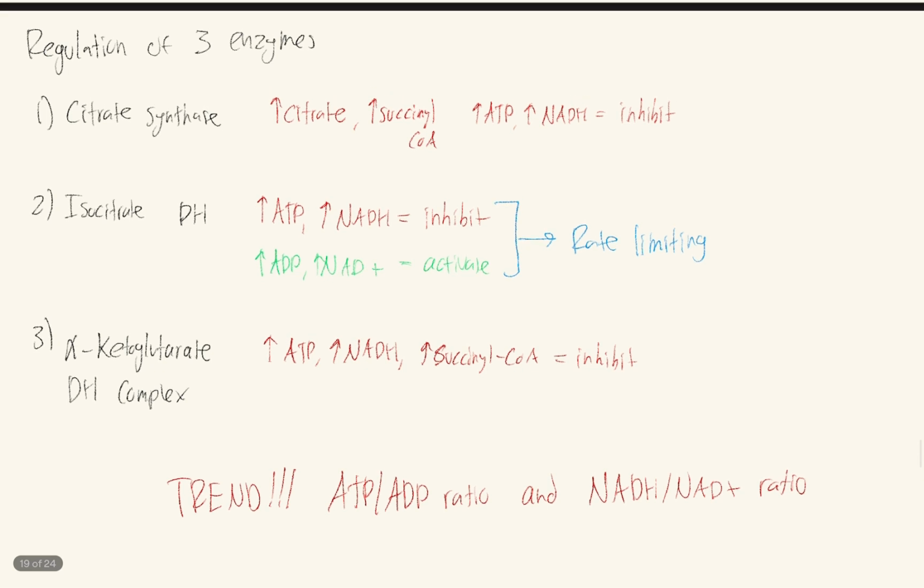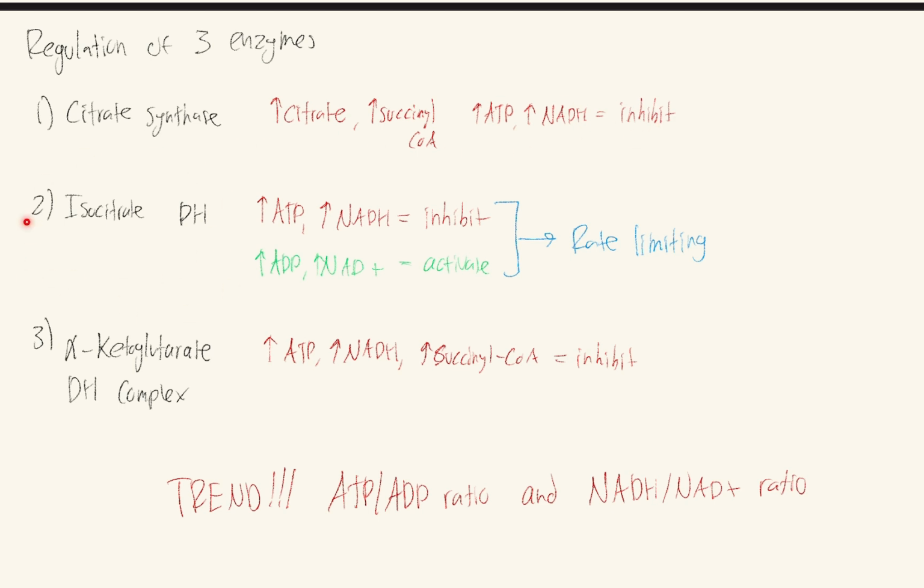Here is the regulation of the 3 enzymes in the citric acid cycle. So number 1 is citrate synthase. This is inhibited by high levels of citrate and succinyl-CoA, so a form of feedback inhibition, as well as when the cell is in a high energy state, which is indicated by high ATP and high NADH. This all results in inhibition.